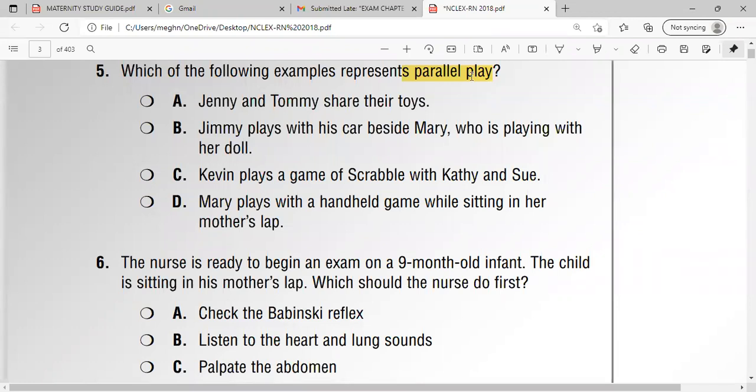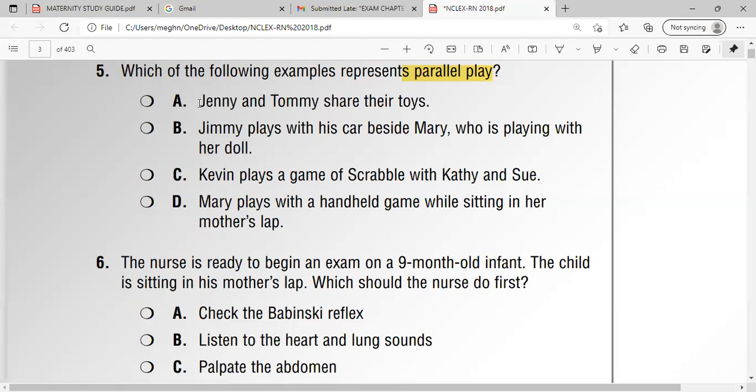So when we discuss the developmental milestone, we will talk about more. Number A, Jenny and Tommy share the toy. Number B, Jamie plays with his car beside Mary, who is playing with her doll. Number C, Kevin plays a game of scrabble with Kitty and Sue. Number D, Mary plays with a handheld game while sitting on her mother's lap.